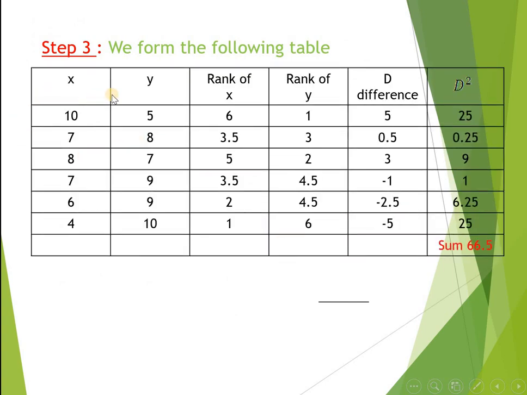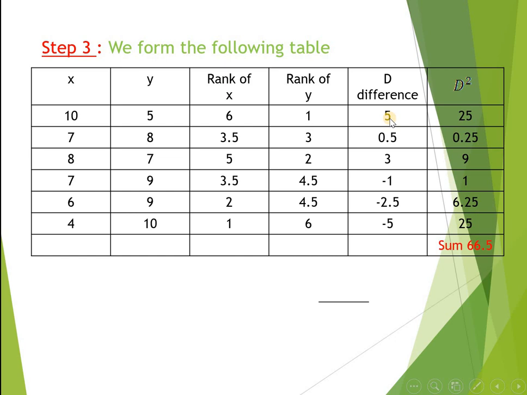The table: 1, 2, 3, 4, 5, 6 columns. First x, second y, rank of x I calculated, rank of y, and the difference between each two ranks. 6 minus 1 is 5, 3.5 minus 3 is 0.5, 5 minus 2 is 3, 3.5 minus 4.5 is negative 1, 2 minus 4.5 is negative 2.5, 1 minus 6 is negative 5.